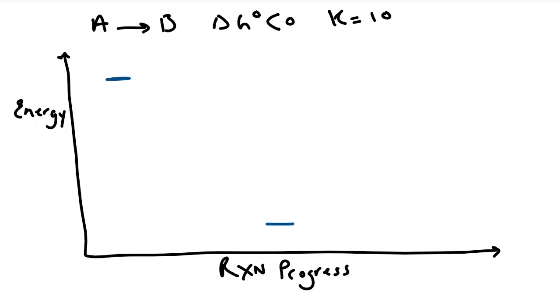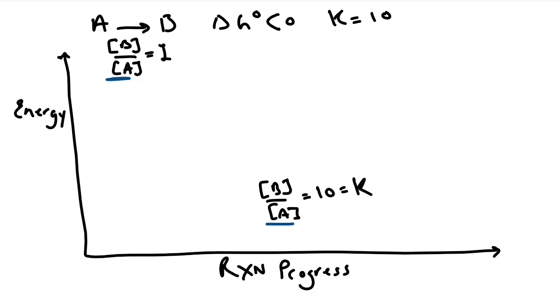Let's say our starting state is when the concentration of A equals the concentration of B. So the concentration of B divided by the concentration of A equals 1. What is this bottom part? We'll say the bottom part is when the concentration of B, the product, over A equals 10, which is the equilibrium constant, right? Or we can just say 10 over 1 just to make the point, but it's still 10, right?